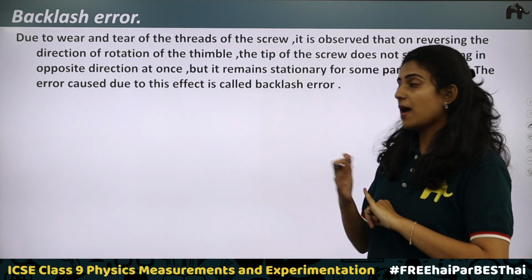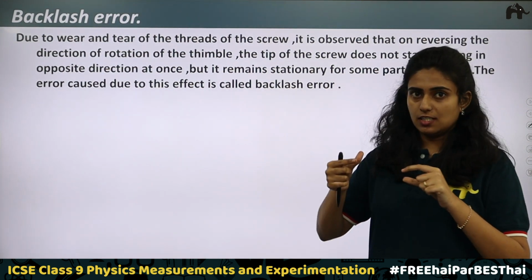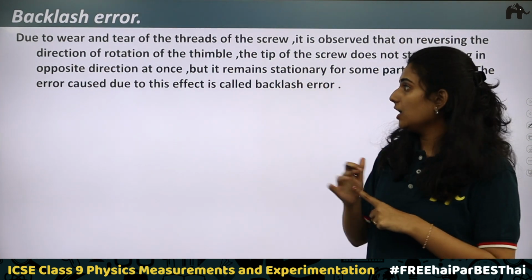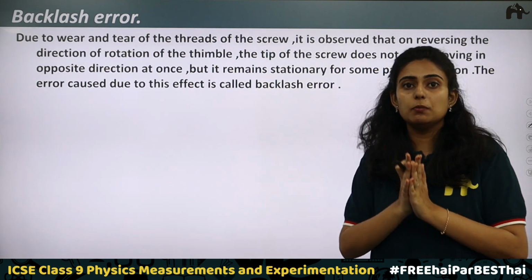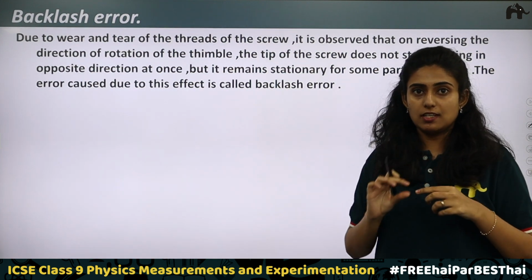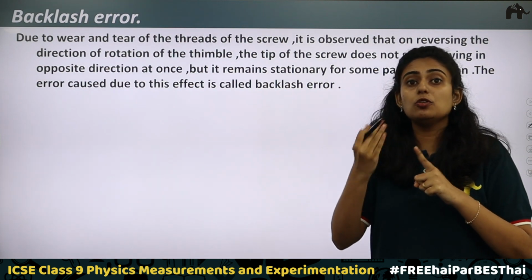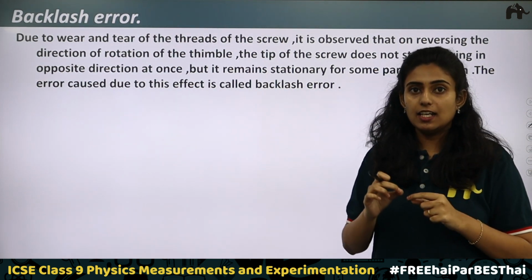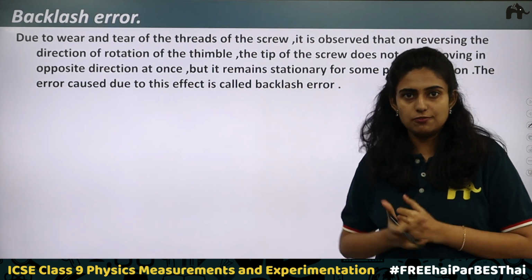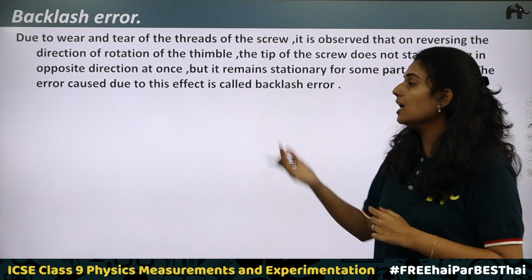The next kind of error is backlash error. This is mainly due to the wear and tear of the threads. When you keep rotating it, in some cases the end of the screw won't be moving, that is, in one rotation it won't be moving. In that case you will have these kinds of errors. In order to prevent this, always make rotations in one direction. If you need to change the direction of rotation, you will have to complete the rotation till it comes to a stop, and only then rotate further in the opposite direction. In this way you can prevent the backlash error.